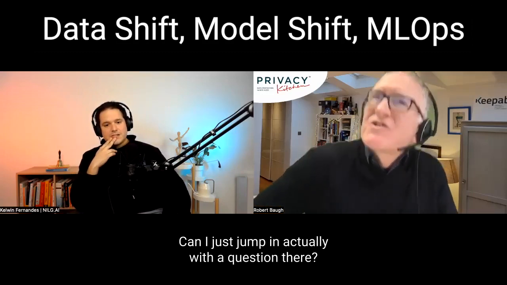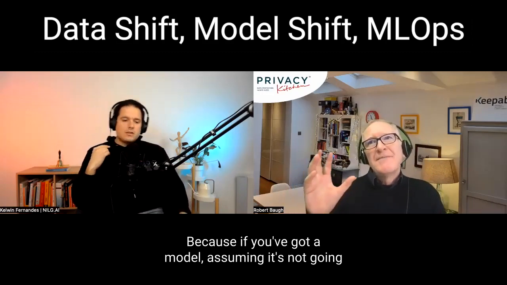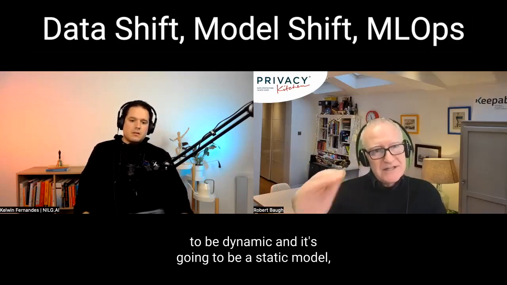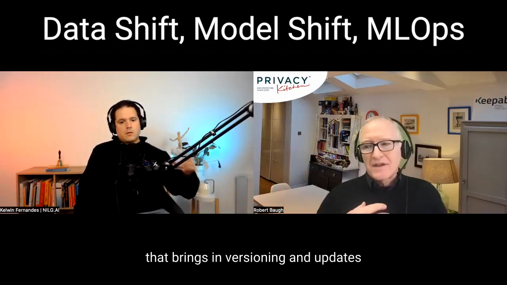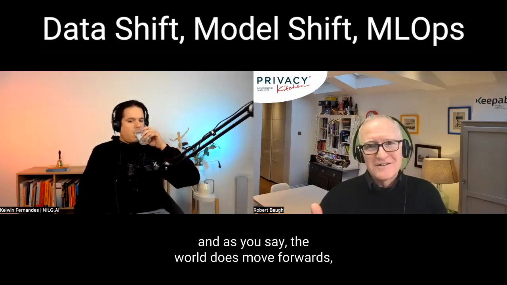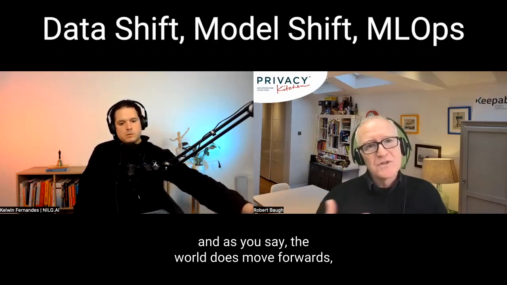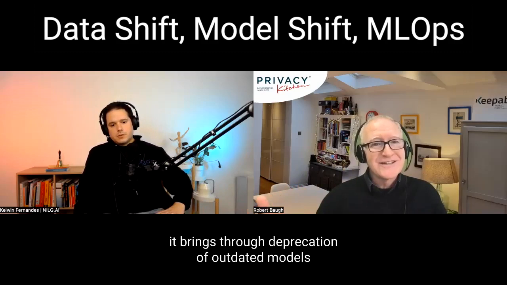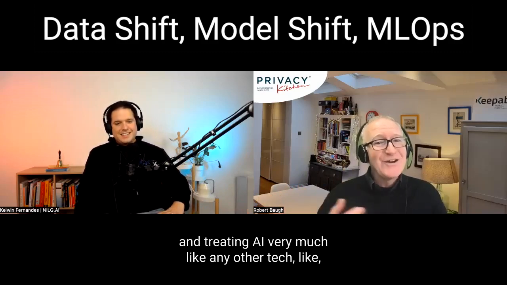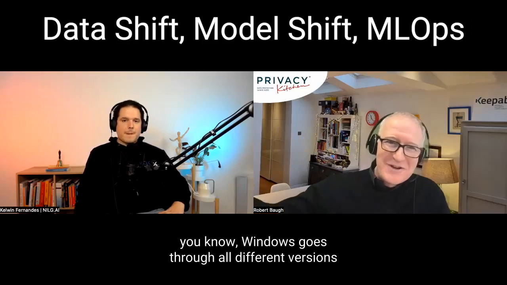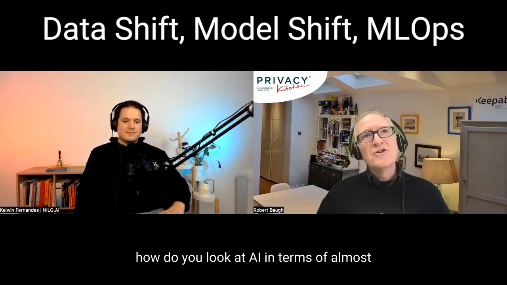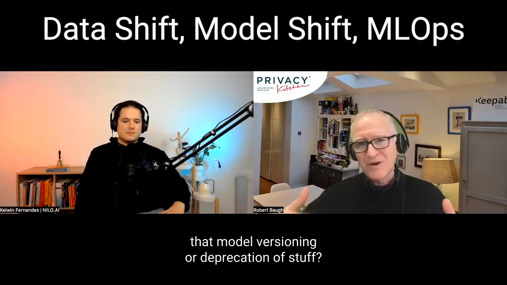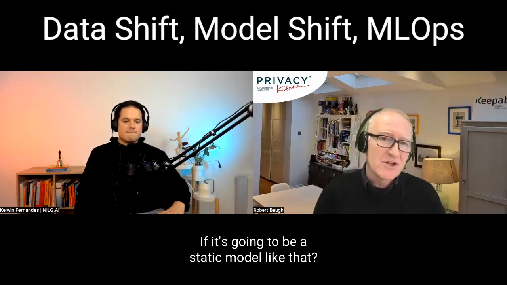Can I just jump in actually with a question there? If you've got a model that's not going to be dynamic, a static model that's been trained on a certain set of data, then that brings in versioning and updates. As you say, the world does move forwards, so it brings through deprecation of outdated models, and treating AI very much like any other tech, like Windows goes through different versions, or your Mac OS goes through different versions. How do you look at AI in terms of that model versioning or deprecation if it's going to be a static model like that?